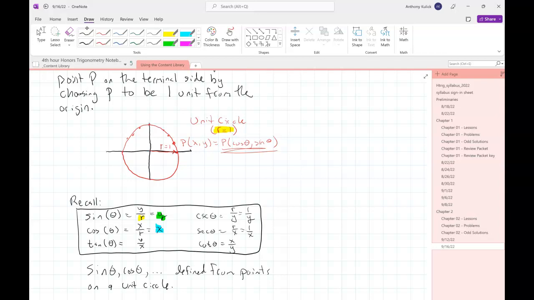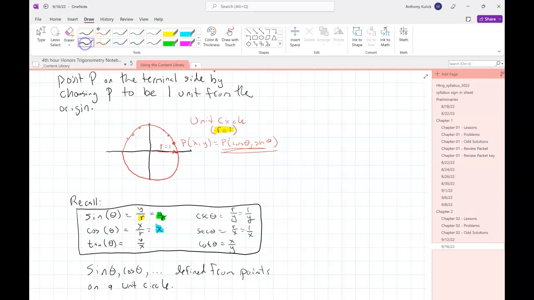Rita, so is P just like any point on the circle? So P can now be any point on the unit circle. There will be only one P that we're going to use for cosine of 150 degrees, and it's where that 150 degree angle intersects our unit circle. That's our point P.